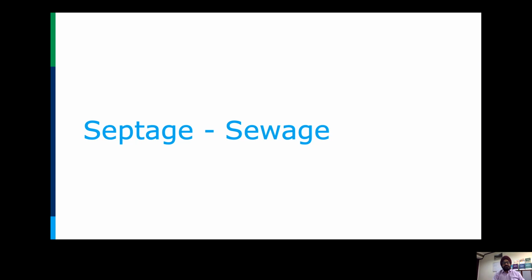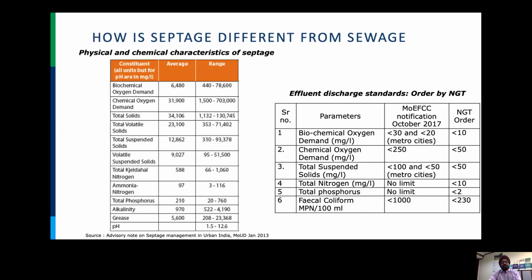Now let's look at the septage and sewage, and its characterization is important. Septage is what is generated from septic tanks in the houses or institutions, and sewage is what is generated via flush systems through our sewerage systems and goes to sewage treatment plants. So how is septage different from sewage? There are different classifications or categorizations of characteristics which you can see on the left. But let's see which is the main one.